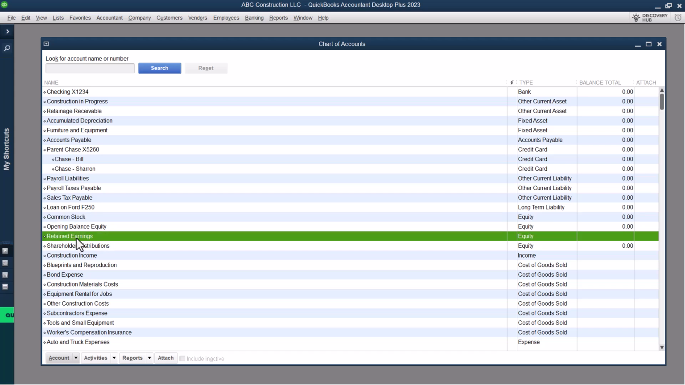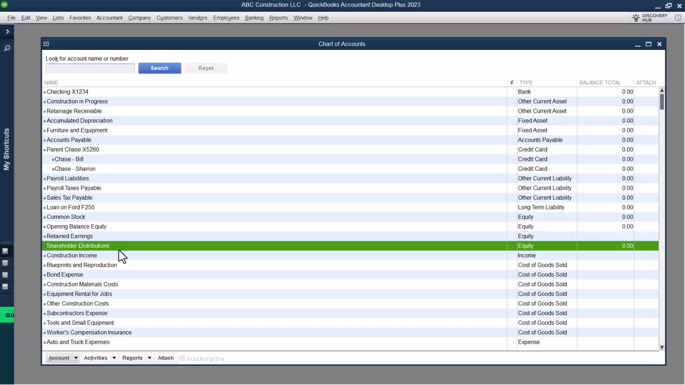Retained earnings is going to be an S Corp and a C Corp account. Retained earnings is an account that is essentially where prior year earnings go to. So prior year earnings go here, and then shareholder distributions will also be closed into that account. Shareholder distributions is the account in the S Corp where money is taken out of an S corporation and paid to the shareholders. These are like dividends for S corporations. Okay, so that's the S corp equity setup.